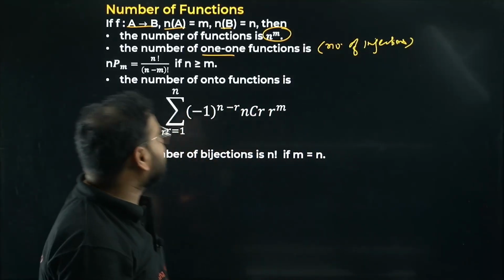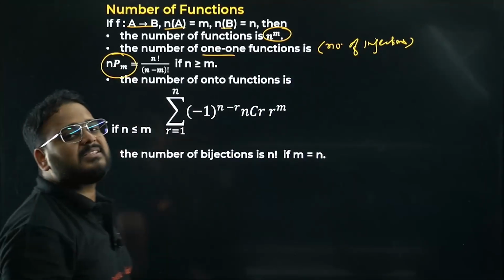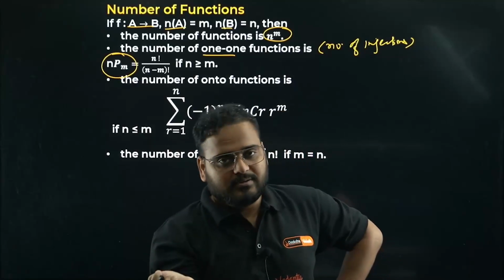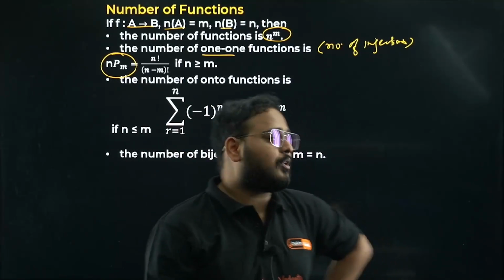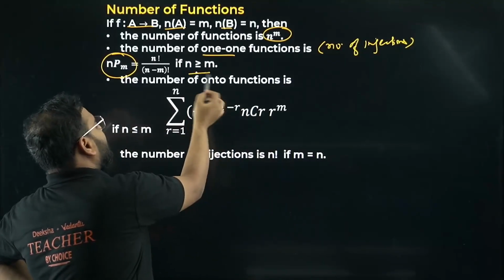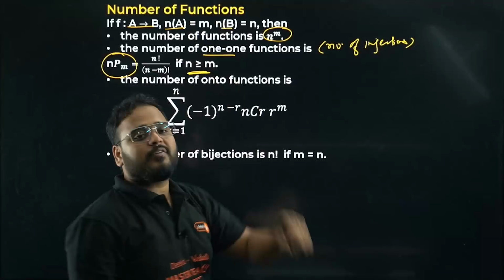So the number of injective functions will become nPm. Just remember this formula, nPm, which means n factorial upon (n minus m) factorial. Please check, this is only if n is greater than m. What are n and m? The number of elements of B and the number of elements of A.